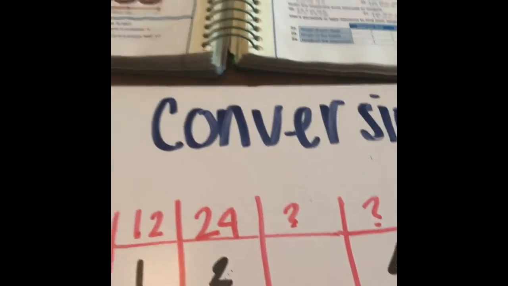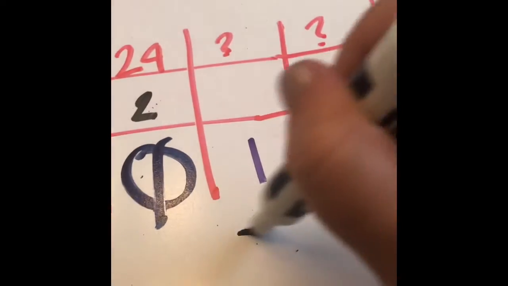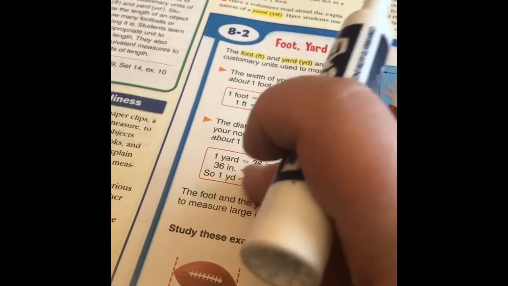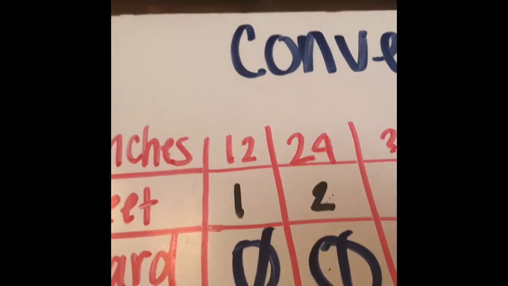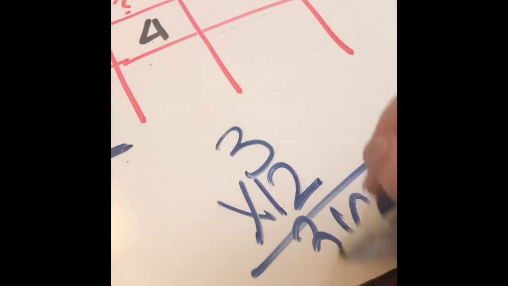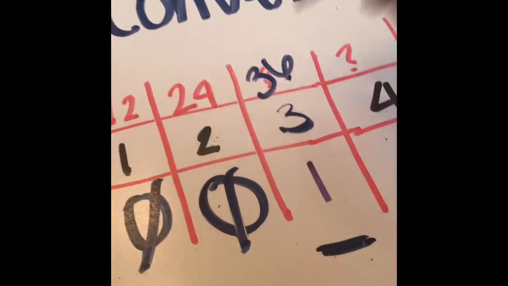Okay, guys, this is part 2 of 8.2. So if we're here 12, 24, we've got 1 yard here. How do we know how many feet? Remember, over here, how many feet is in a yard? 3. So we're going to add that right here. And 3 times 12 is what? We just did that quick math, is 36, which we would put up here.